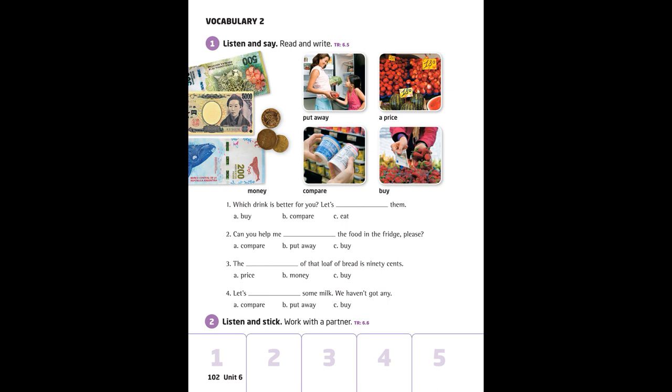Track 6.5. Vocabulary 2. Activity 1. Listen and say. Read and write. Money. I need some money. Put away. Put away the tomatoes, please.